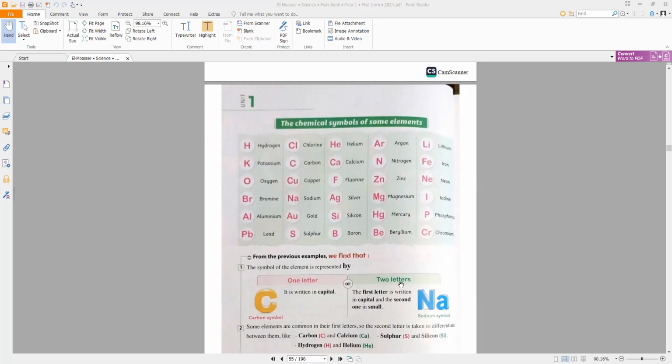If the symbol is 2 letters, the first letter is written in capital and the second letter is written in small, like sodium. The symbol of sodium is Na, so it consists of 2 letters. The first letter is written in capital and the second letter is written in small, so the symbol of sodium is Na.